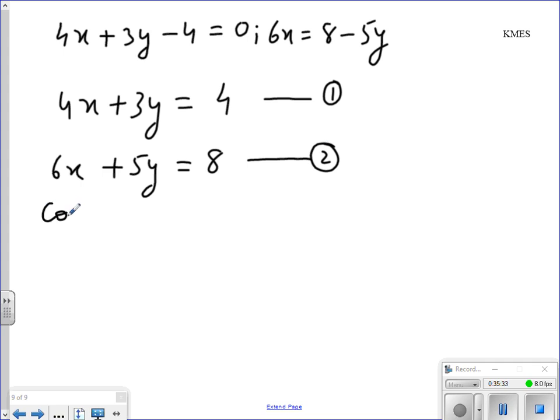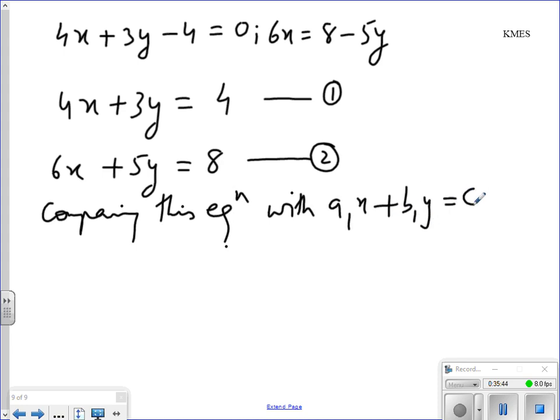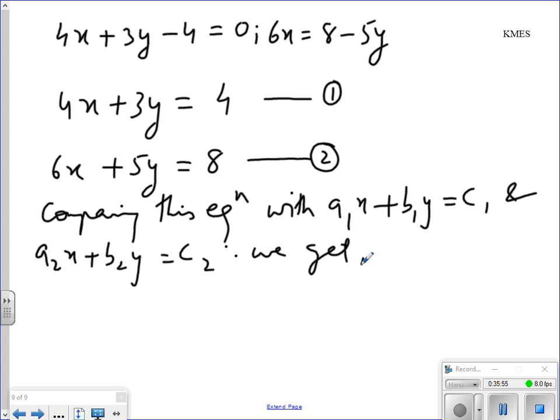Step 2. We have to compare these equations. Comparing these equations with a1x plus b1y equal to c1 and a2x plus b2y equal to c2, we get. So tell me the values of a1, b1 and c1 over here. a1 is 4, very good. b1, that is 3, of course. And c1 is 4.